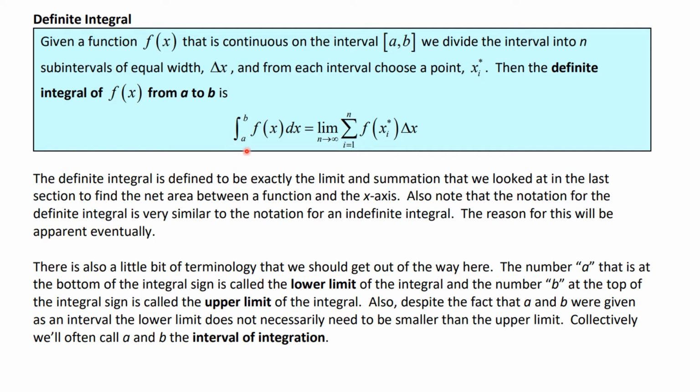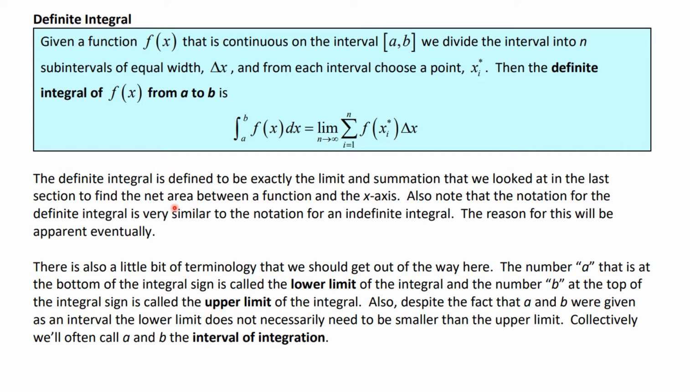and the way we read this is the definite integral from a to b of f of x dx is equal to the limit as n goes to infinity of the summation as i goes from 1 to n of f evaluated at x sub i star times delta x. Now, this definite integral is exactly the limit and summation that we use to talk about the net area between a function and the x-axis. And that's going to be a useful geometric characterization of the definite integral.